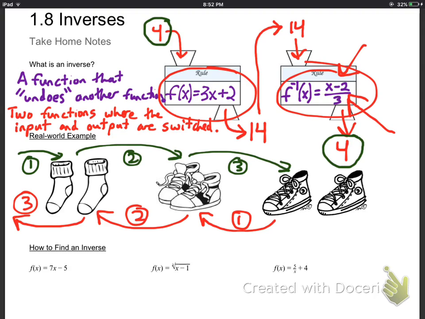Alright, and it makes sense that the opposite of multiplying is dividing, and the opposite of addition is subtraction. Okay, each of those undo each other, but the order that you undo it is very important. And finding out how that order works, that's the next trick we're going to learn.